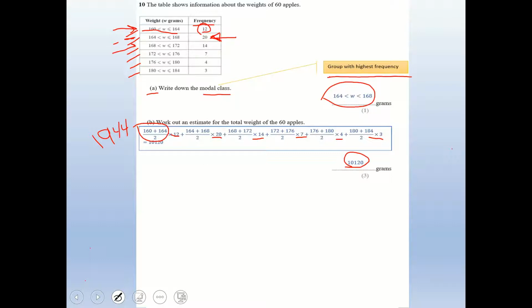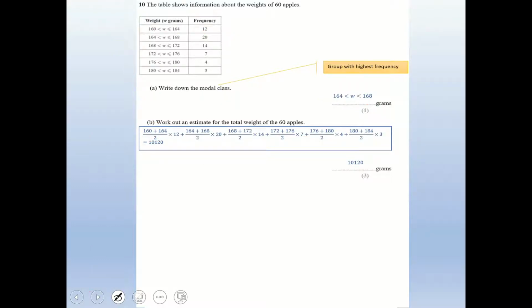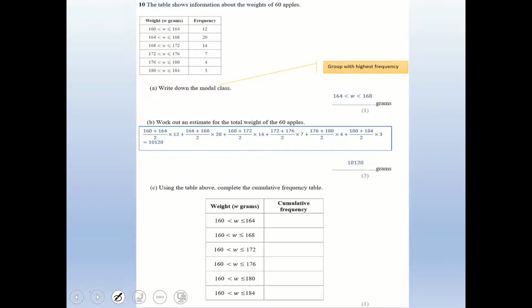And that is that. Okay, let's continue our journey in question number 10, part C. Using the table above, complete the cumulative frequency table.